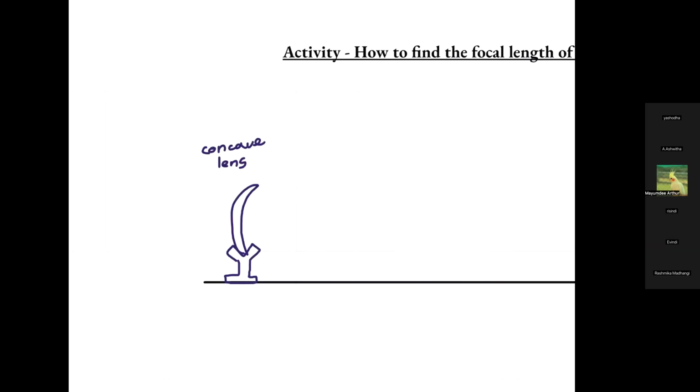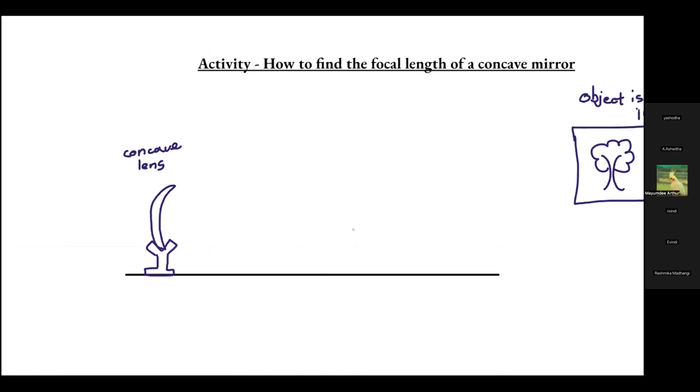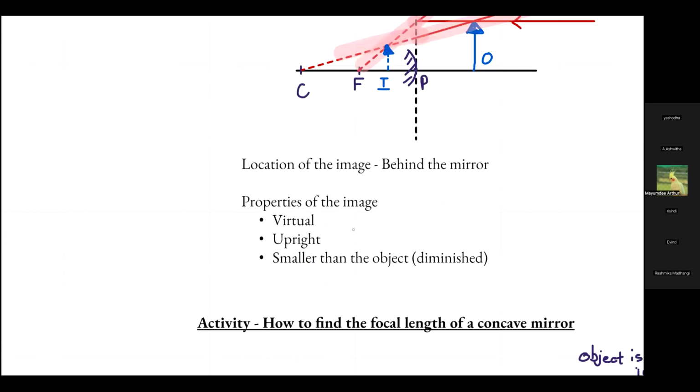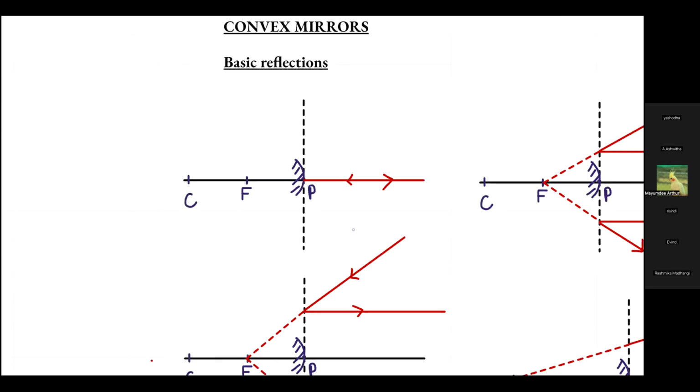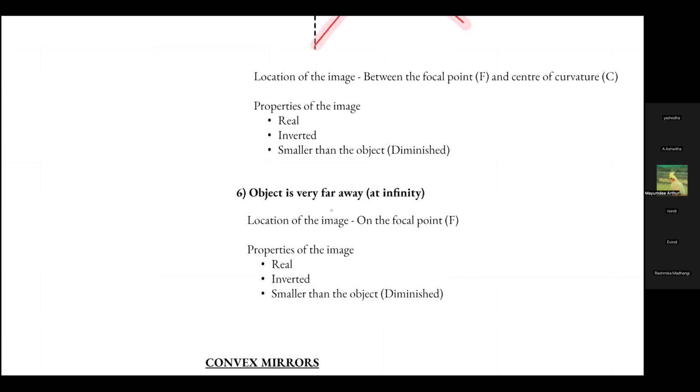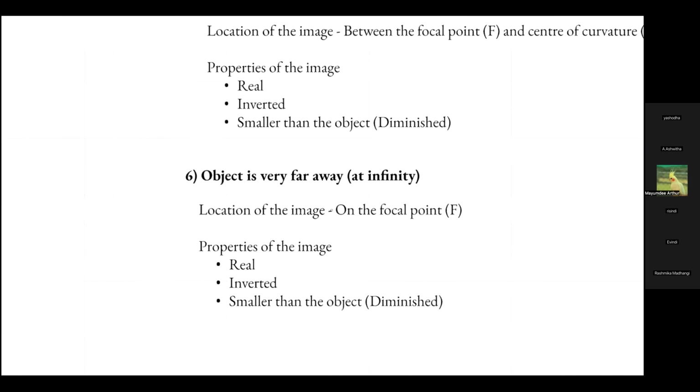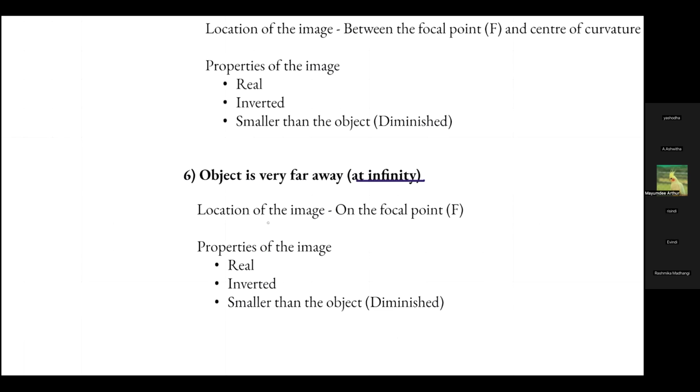Okay, children, we wrote this, no? Look up here, we wrote: when the object is very far away at infinity, the image is formed on the focal point. We wrote right here that the image is real.